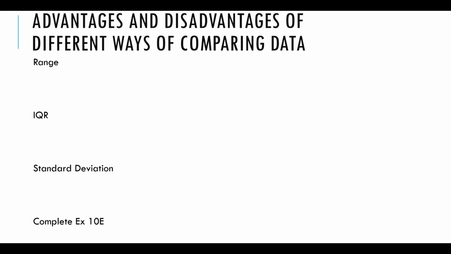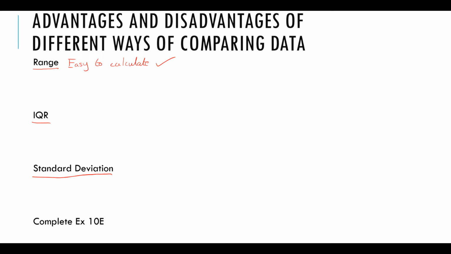Okay, so the next part is the advantages and different ways of comparing data when it comes to the measures of spread. So the three options we've covered are the range, the interquartile range, and the standard deviation. Range, what are the advantages? Well, it is very easy to calculate. You just find the highest score and you take away the lowest score. Whatever the answer to that is the range.